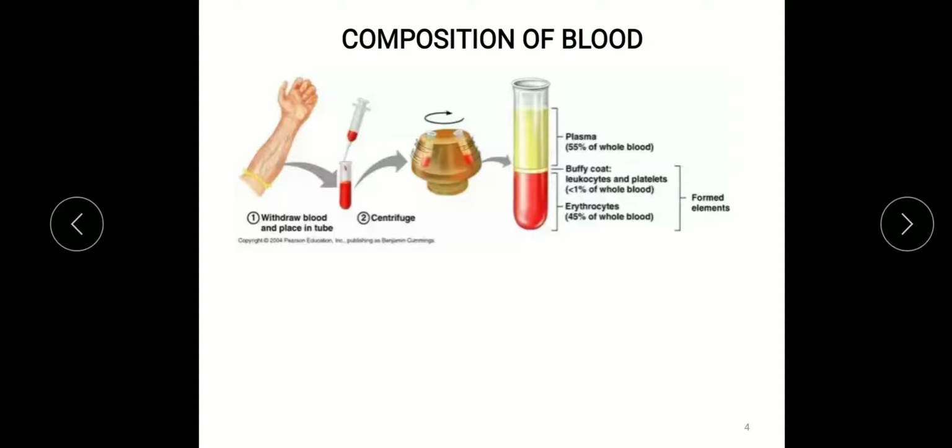This layer is referred to as the buffy coat because of its color, and it normally constitutes less than 1% of the blood sample. Above the buffy coat is the blood plasma, which is a pale straw colored fluid that constitutes the remainder of the sample.